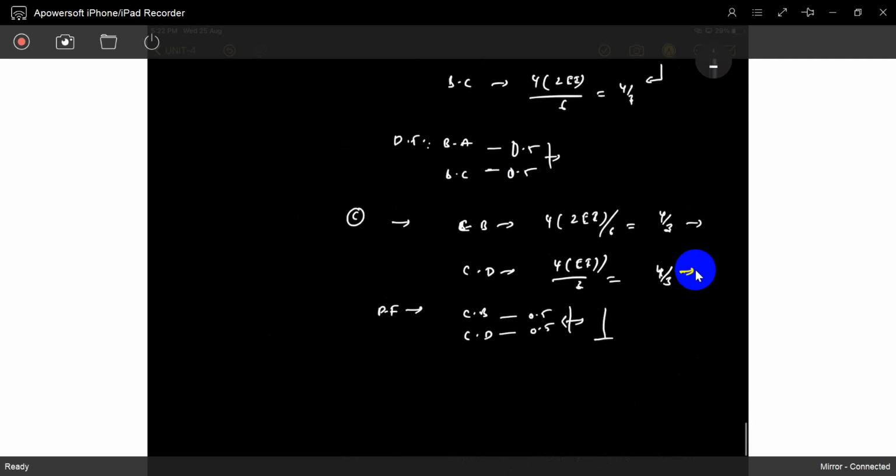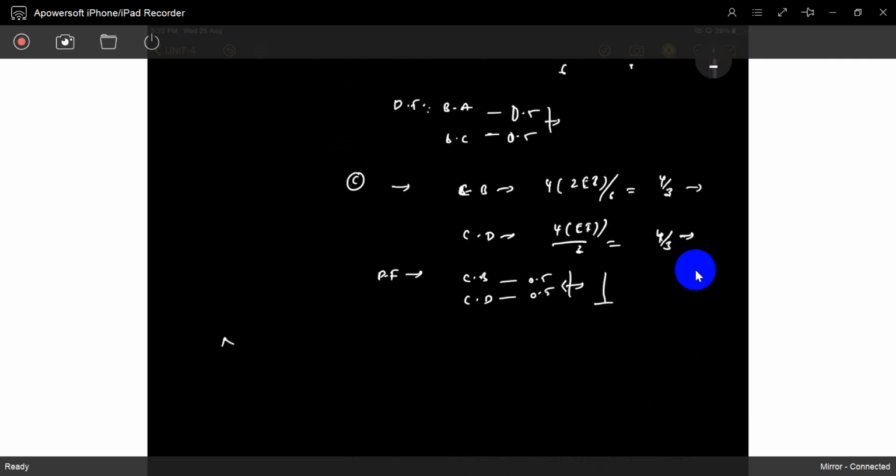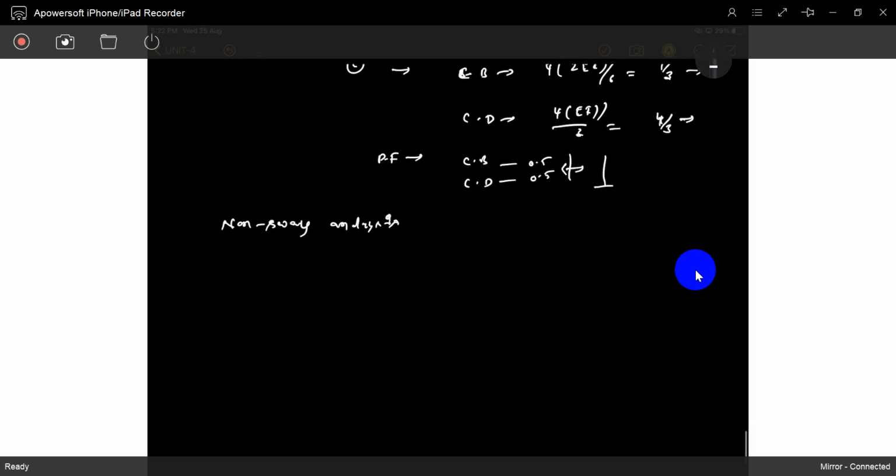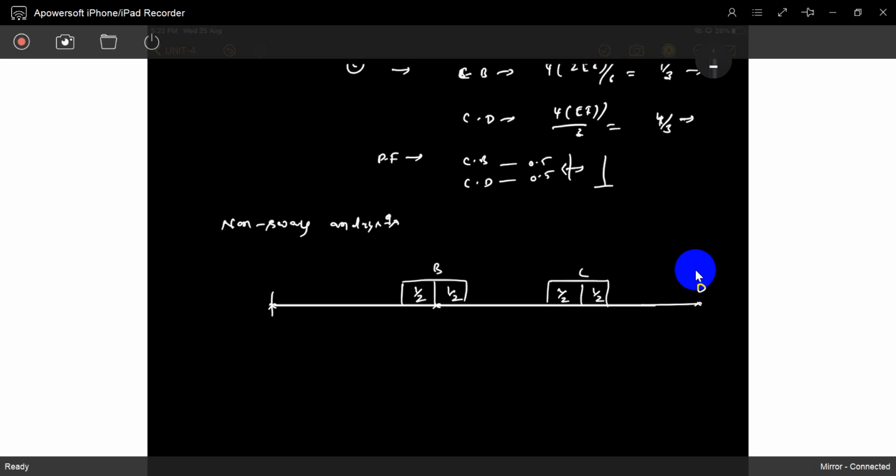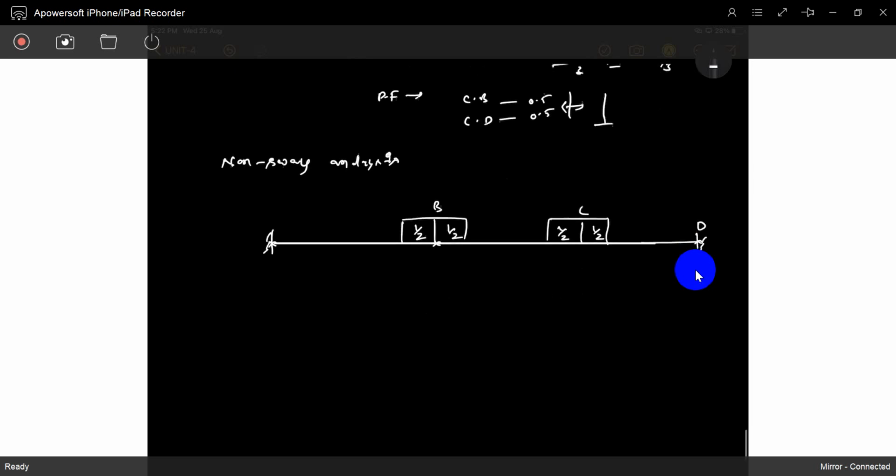That's it. Now we will first do the non-sway analysis. We have to do non-sway analysis. It is D, it is B, it is C, it is A, which is fixed.